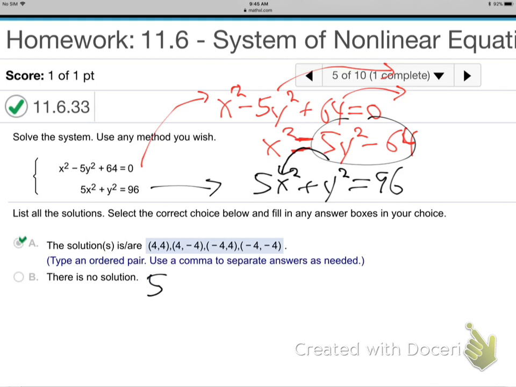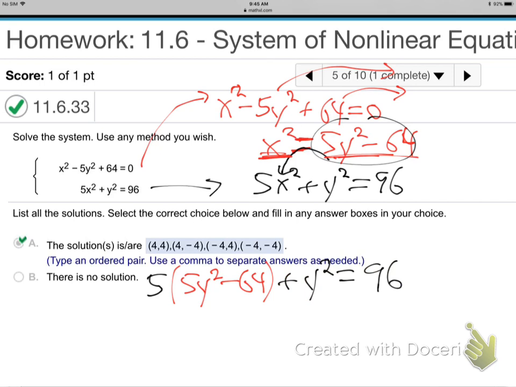So then we get 5, and then x squared. What is x squared? Right here it says x squared is 5y squared minus 64. Plus y squared is 96. Everybody see that? So I don't need to put a square on this, do I? It's already x squared, isn't it? The whole x squared is 5y squared minus 64.